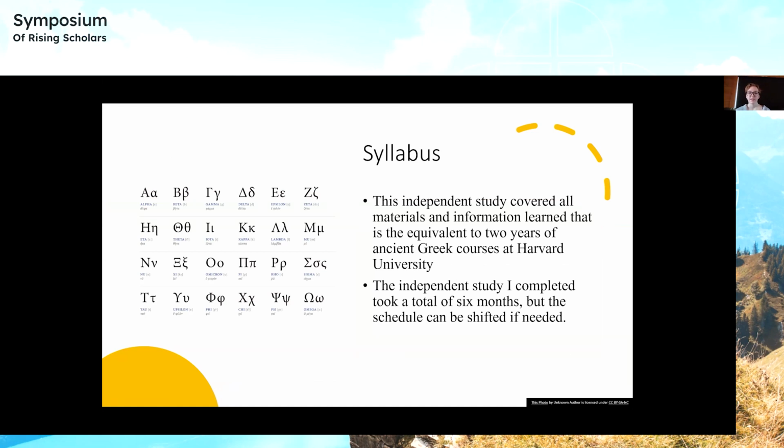So, the syllabus for my independent study covered all materials and information learned, that is the equivalent of 2 years of ancient Greek courses at Harvard University. The independent study I completed took a total of 6 months, but it was very adjustable because it's an independent study.